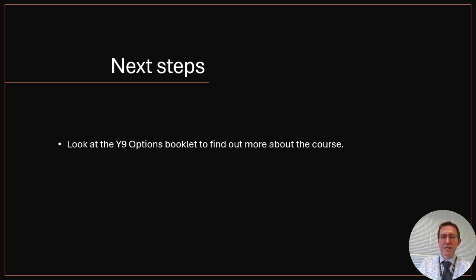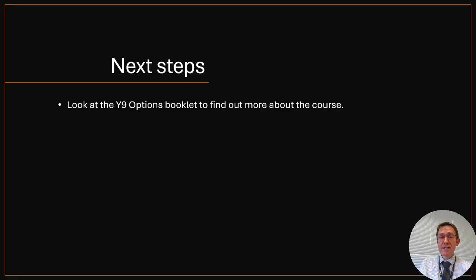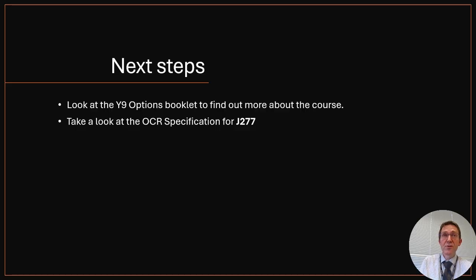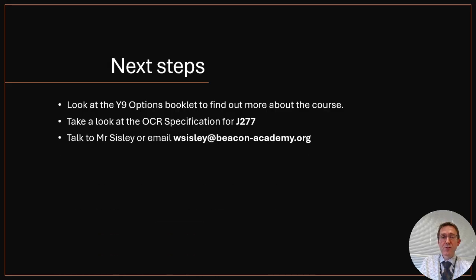So, where to go next for information? The main source is the Year 9 options booklet that I'm sure you'll have a copy of or you can find on the website. For our course, the OCR is the exam board. So if you go to ocr.org and look for J277, you can find out the details about the course. And of course, if you have any questions, talk to me or email me.